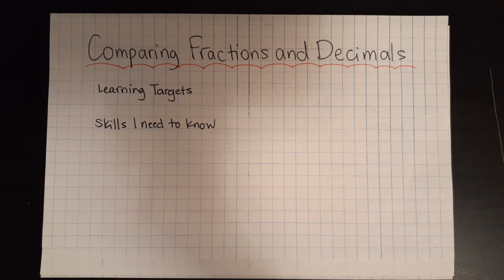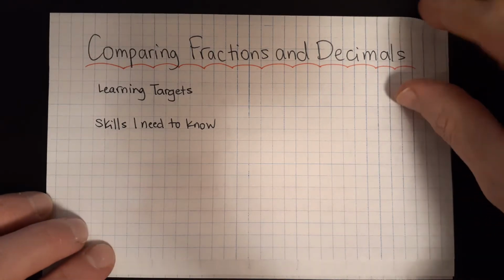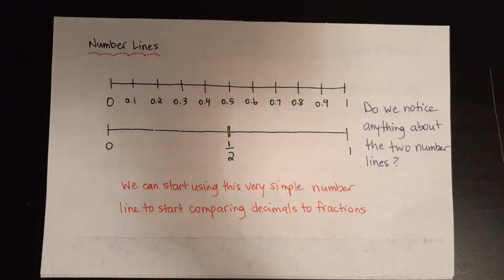Then there are some skills that we sort of need to know before we get started. The first one is I need to be able to put decimals and fractions on a number line. I also need to recognize numbers with up to 2 decimal places, and then also recognize their equivalent fractions, both proper and mixed. So that's what I need to know. So here's where we're going to start.